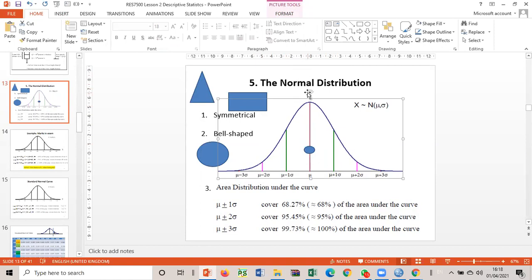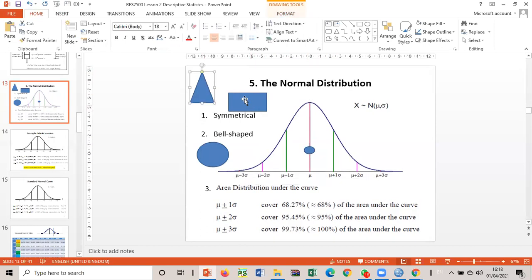The circle is not a bell, right? All these structures are symmetrical, but they're not bell-shaped. It's not in the diagram, it's for example purposes. This is a circle. It's not a bell shape. It's rectangular, not a bell shape. It's triangular, not a bell shape.